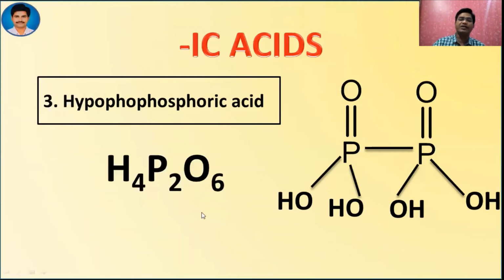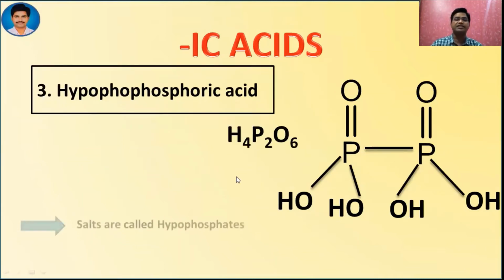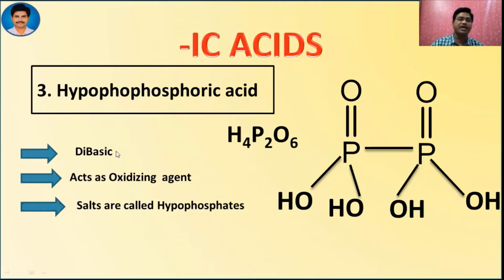Now supply the hydrogens. Therefore there are 4 hydrogens, bonded through the oxygen atoms to the phosphorus. Therefore it is a tetrabasic acid. There is no direct P–H bond. That's why it acts as only an oxidizing agent. See, it is a dibasic—that is wrong. It is a tetrabasic acid, not dibasic. It is a tetrabasic acid. It acts as an oxidizing agent.